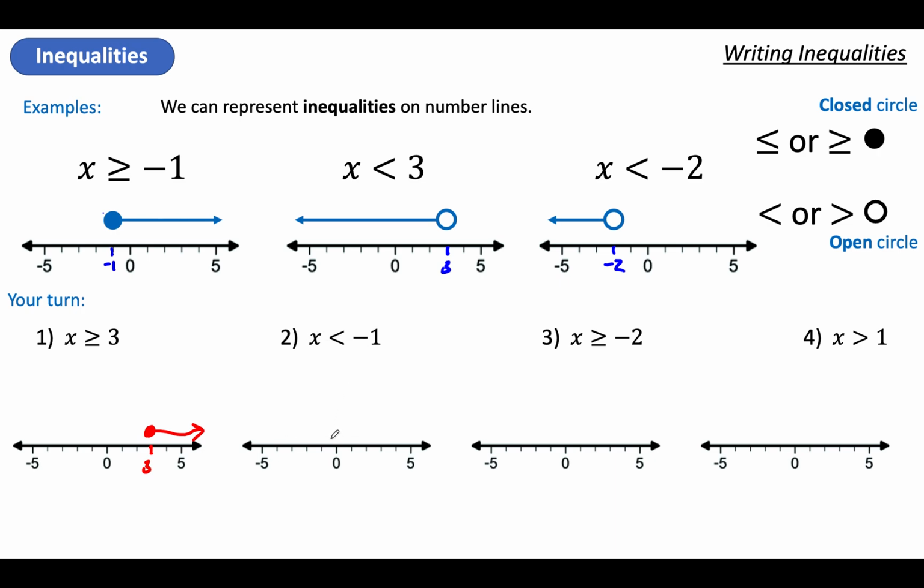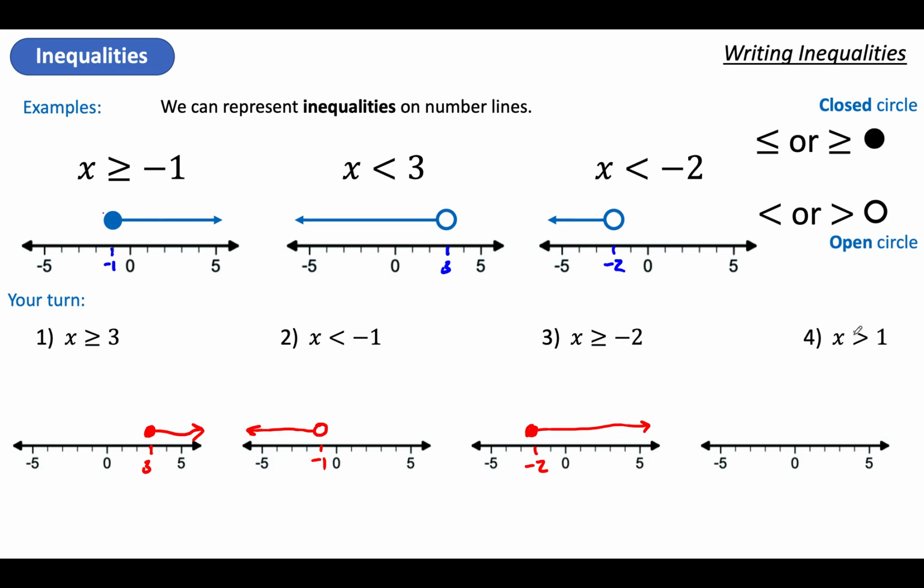Now x is less than -1, so there's -1. Draw the appropriate circle. Now this one's an open circle, and it's less than -1, so I go to the left. Now x is bigger than or equal to -2, so let's do that. There's -2. Draw the appropriate circle. Now this symbol had the extra ink on it of equals to, so I put the extra ink there and fill it in. And the arrow goes to the right because it's bigger than -2.